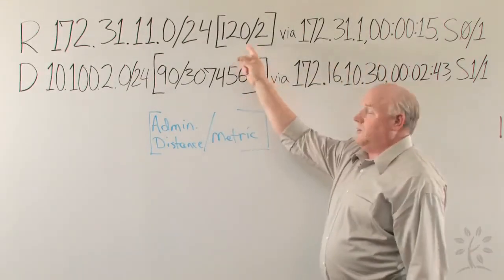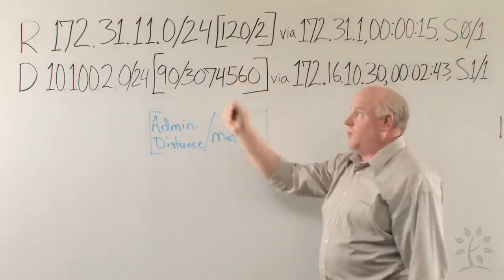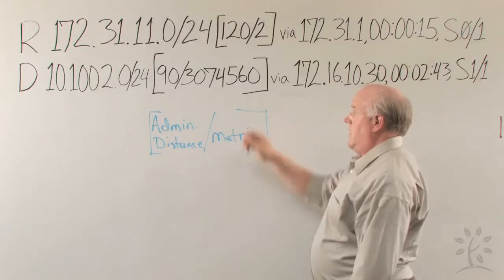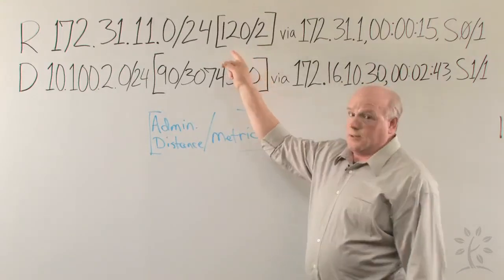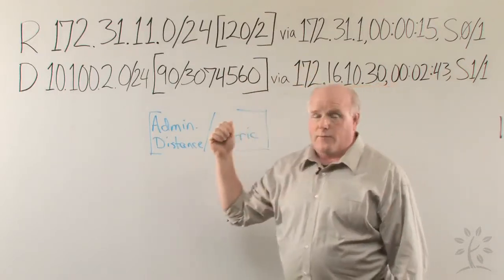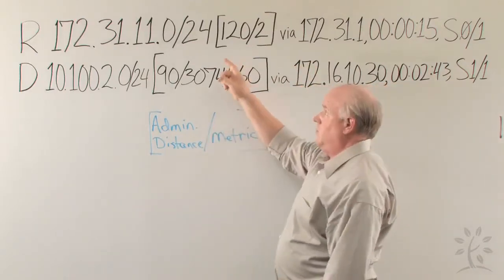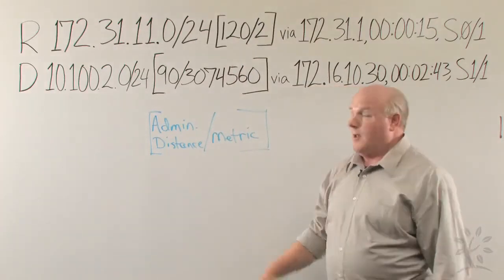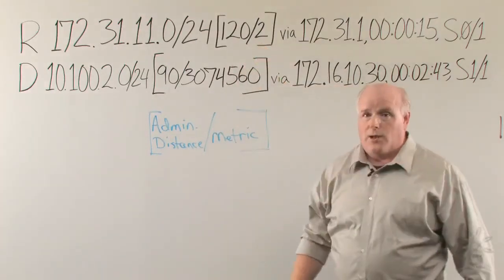But what about these two numbers in between, inside the brackets? We have 120/2. Well, that means that is the administrative distance and the routing metric. So there's a little more information that it's telling us. It's saying that RIP is running at its default administrative distance of 120, and it's 2 hops away.